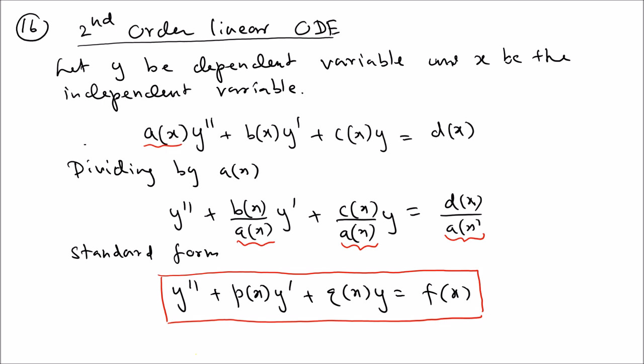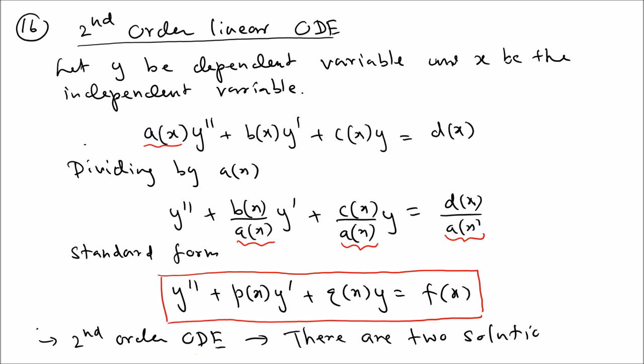Now, this is a second order differential equation, so that means in theory there should be two solutions. Why? Because this is second order, so there are two solutions. So let's talk about the special case. First, we're going to consider the case where f(x) is 0. That's the easy one.